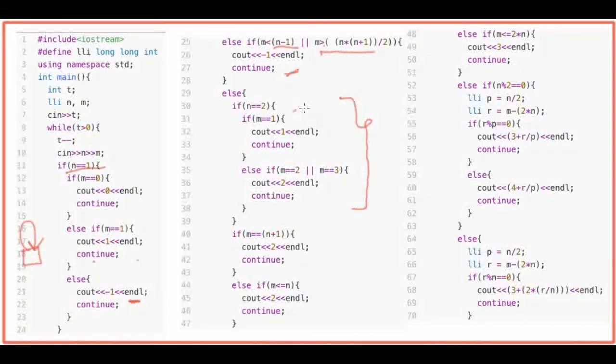If n is equal to 2 and m equal to 1, means like there are two computers and there is one cable, right? So there the data consumption factor will be 1. Or if it is 2 or 3, so basically 2 or 3, then the data consumption factor will be 2, right? So this was the case.